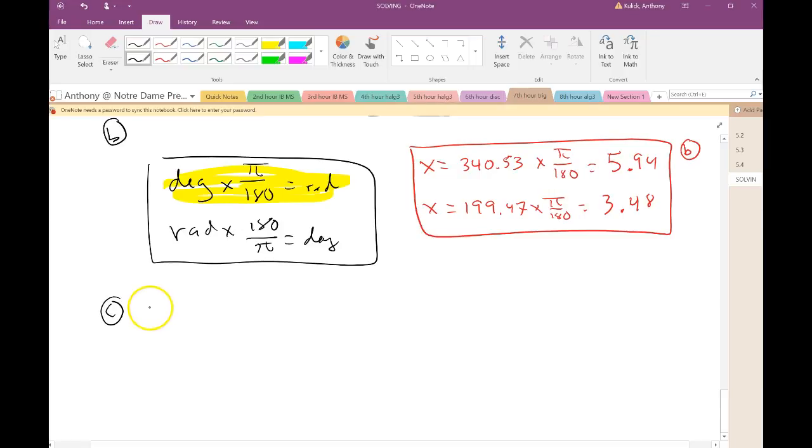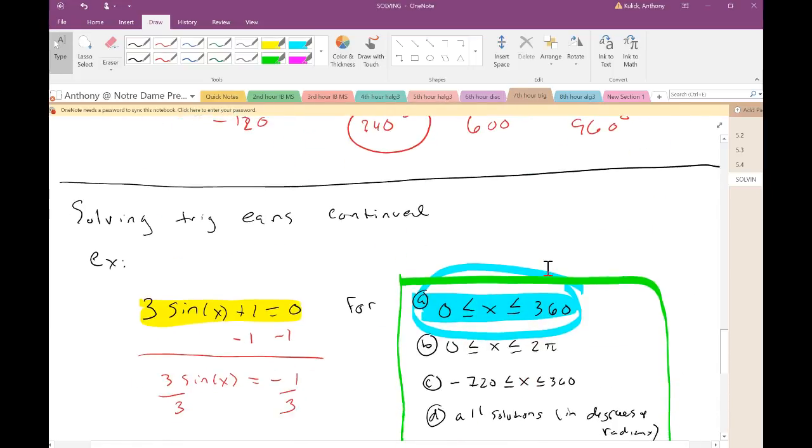So what we hopefully noticed in part A is that I had two solutions for every 360 degrees. Everybody's going to agree with that? That if I tack on another 360 degrees, in either direction I'm going to tack on two more solutions for every 360 degrees I add on to this. In part C, I think we said it was negative 720 to 360. Is that correct? Is that what we wrote down? Okay, good.